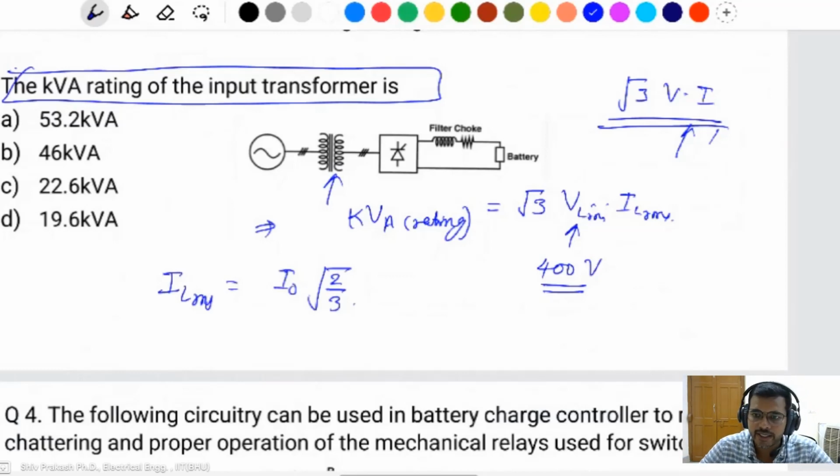In 180-degree mode, one phase works for 120 degrees. After that, it's only 0. The next waveform occurs at 120, 120, 120 degrees. It will conduct one phase, second phase, third phase. That's why it will be root 2 by 3, that is 120 divided by 180.